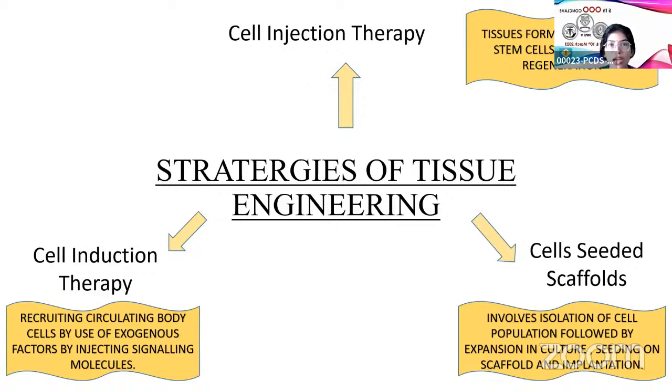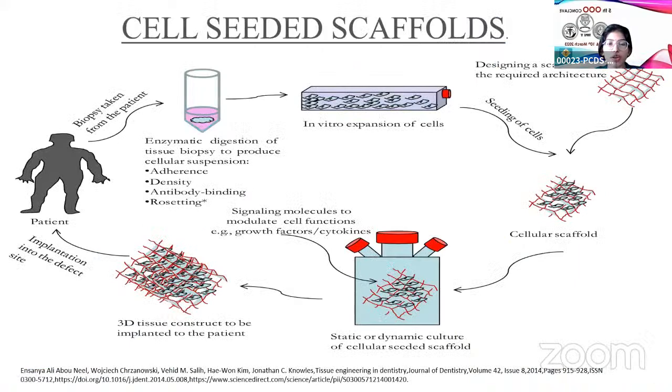The various strategies are cell injection therapy. Here, stem cells are injected into the site of regeneration. Next is the cell induction therapy. Due to the limitations of the cell injection therapy, circulating body cells were recruited and signaling molecules were injected to produce the growth differentiation. The most perfect or developed form is a cell-seeded scaffold. Cells are isolated, expanded in culture in a scaffold and implanted into the deficient site.